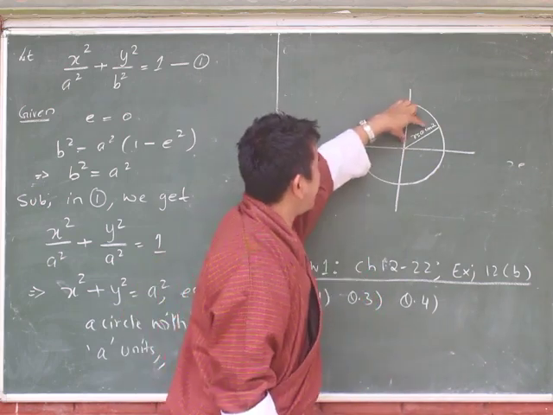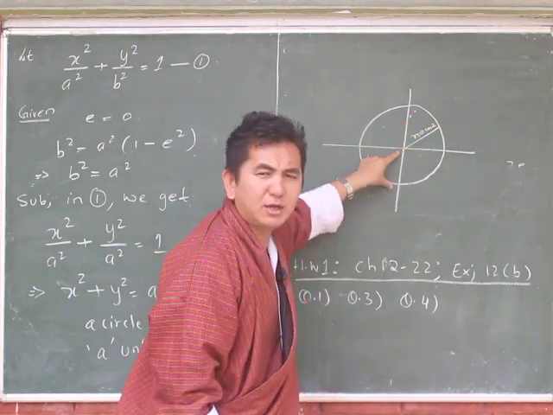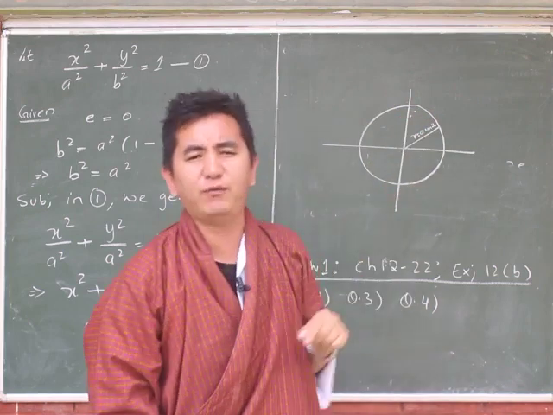So if this is a unit, definitely this side also will become a unit. This also becomes a unit. This also becomes a unit, which becomes the equation of a circle.